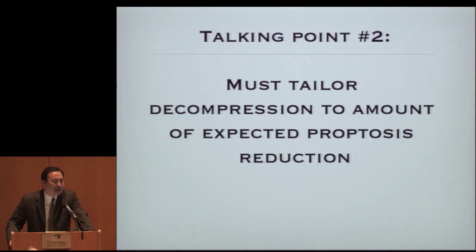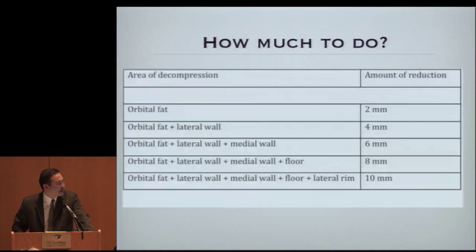So point number 2, decompression needs to be tailored. It's not an all or none operation. There are walls, as Dr. Korn pointed out. There are different areas of the orbit that we can address with surgery. We actually tailor that to address how much we want to get the eye in. This is just a table that we use as a guideline. We teach our residents and fellows as to how much to do.